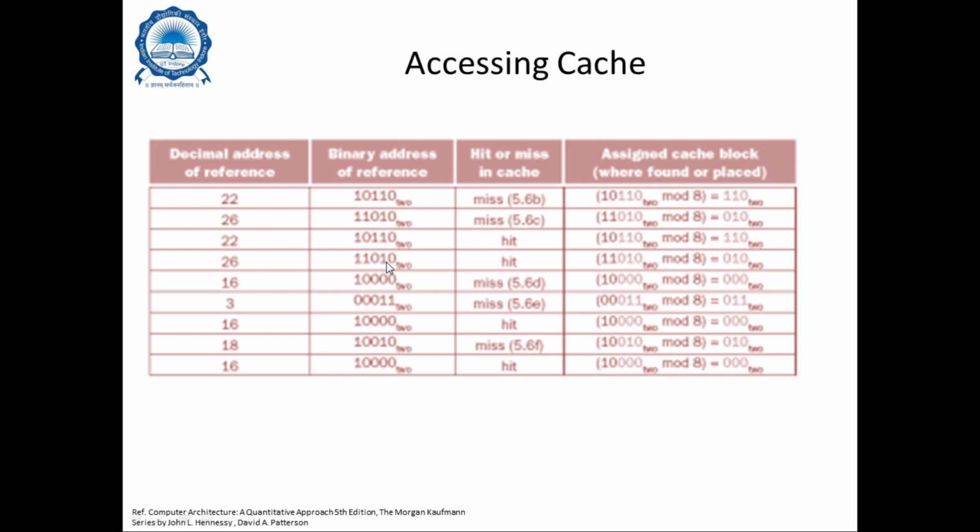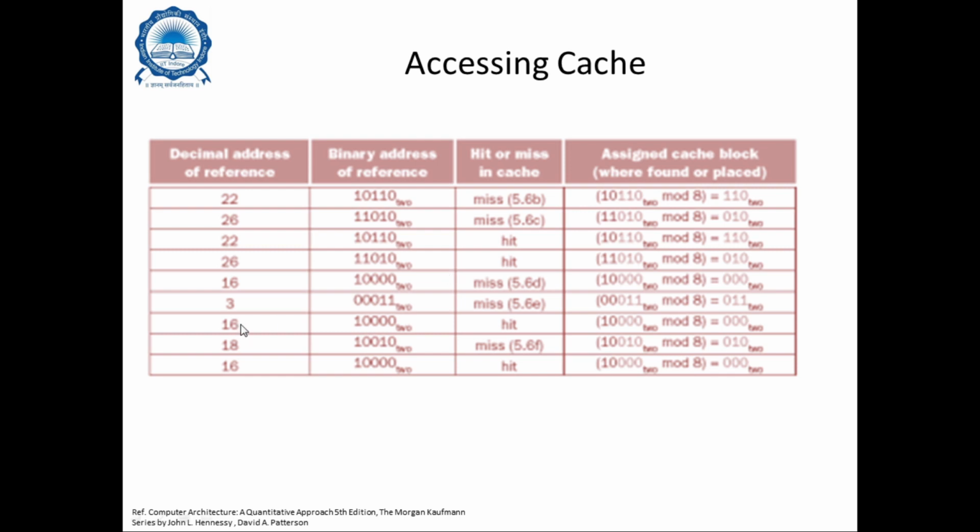For the next one, 26, it's again going to be a hit because we have already referenced this decimal address 26 earlier, and the corresponding assigned cache block is going to be 010, depending on the formula x mod 8. The next entry is 16. 16 gives you a miss because this is a new entry, and that is assigned to cache block 000, which is the lower order 3 bits. Then you have 3. 3 is again a miss, and the assigned entry is 110. So this is again a new entry in the cache.